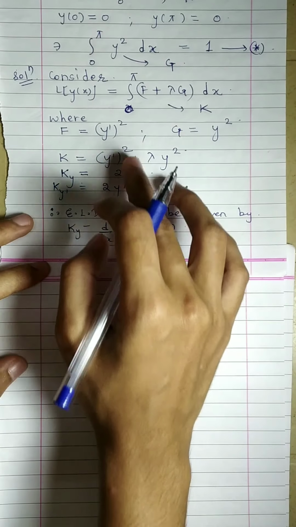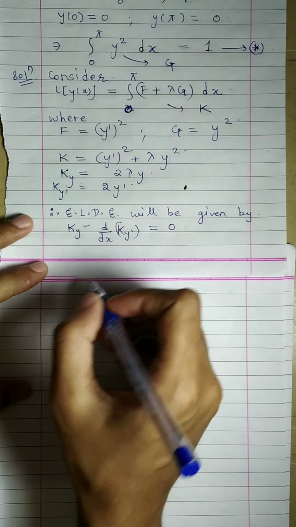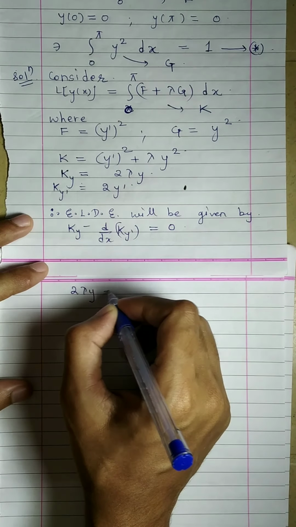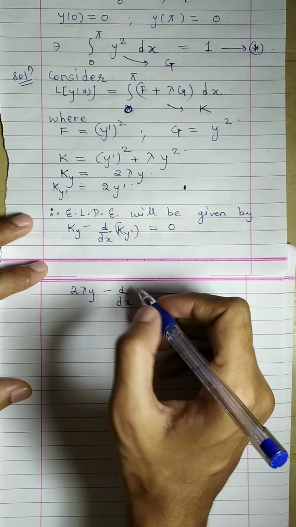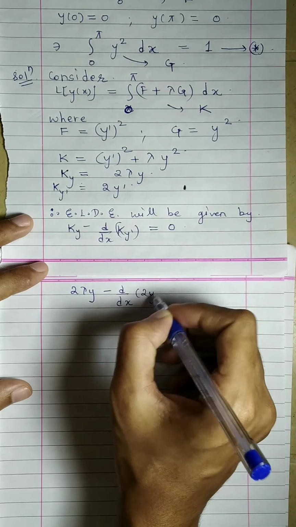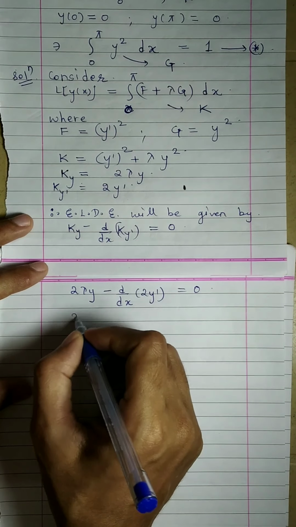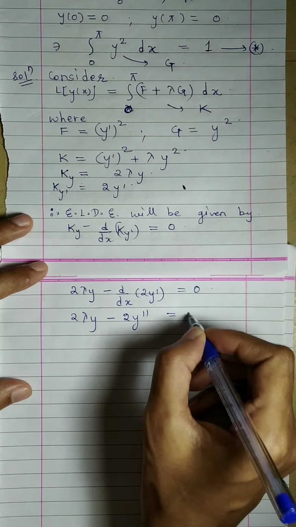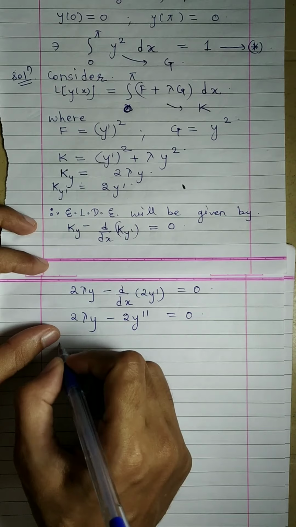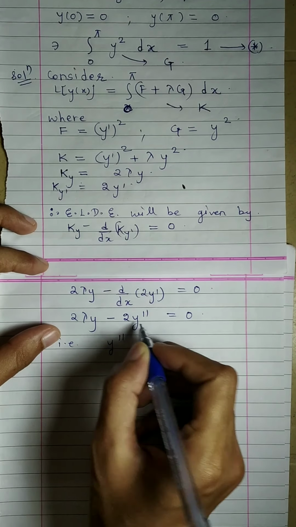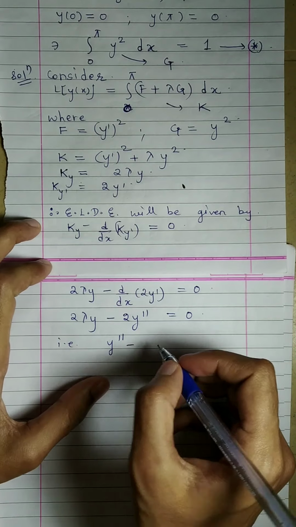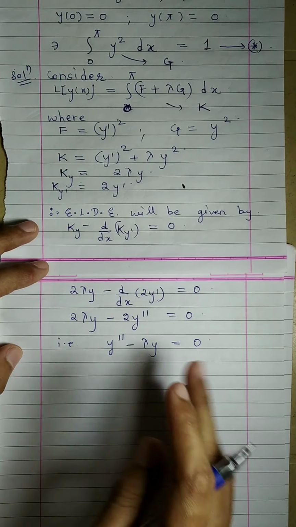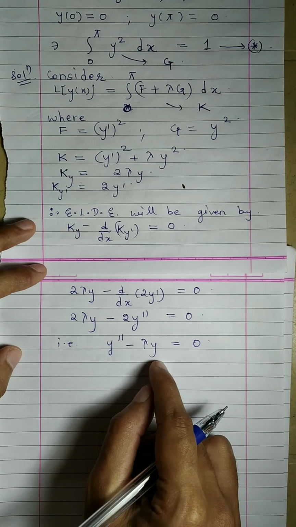So if we substitute this in the Euler-Lagrange differential equation, what we will get is 2 lambda y minus d by dx of 2 lambda y minus 2 y double dash equal to 0. That is, y double dash minus lambda y equal to 0. Okay, and now we want to solve this differential equation.